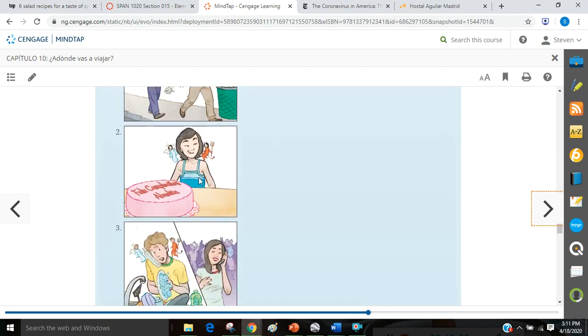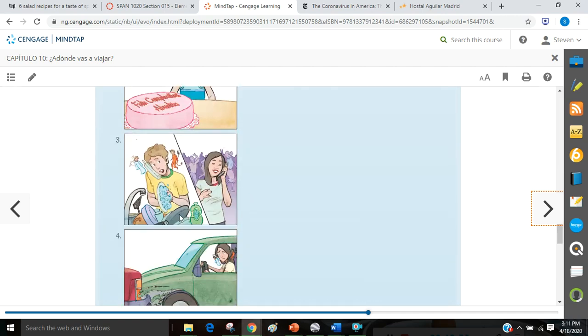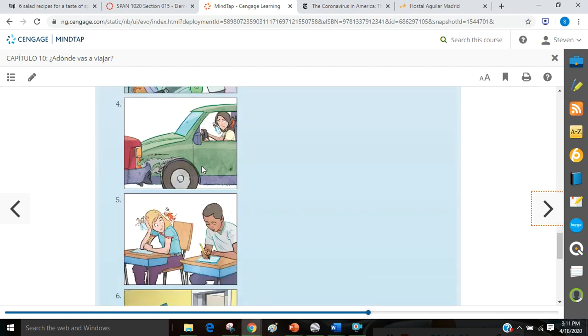Okay, so this one's pretty obvious, eat the cake, don't eat the cake. In this case, don't wash the dishes and go to the party, or wash the dishes and don't go to the party. This one's a little bit difficult. What they're looking for here is, it's not difficult, it's just a little abstract what they want you to do, but leave a note, don't leave a note. And by the way, to leave a note would be dejar una nota, okay? O no dejar una nota, okay?